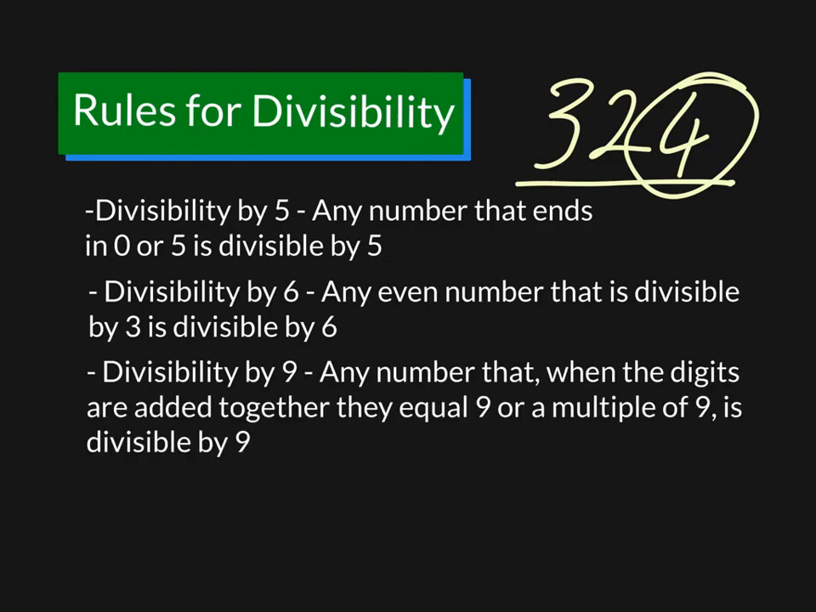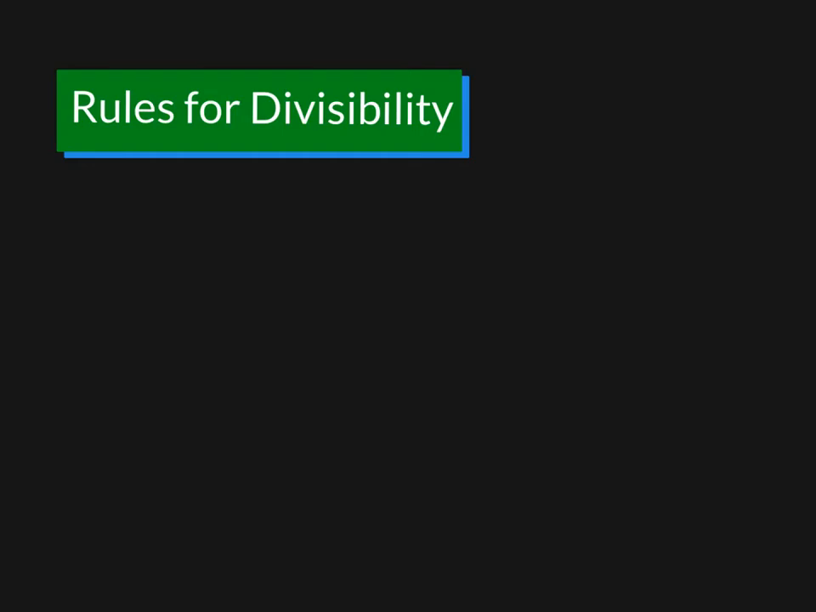Divisibility by 9. Any number that when the digits are added together they equal 9, or a multiple of 9, is divisible by 9. So we already know when you add 3 plus 2 plus 4, you get 9. So this number is also divisible by 9. So let's try the rules of divisibility with one more number just for practice. How about 675?